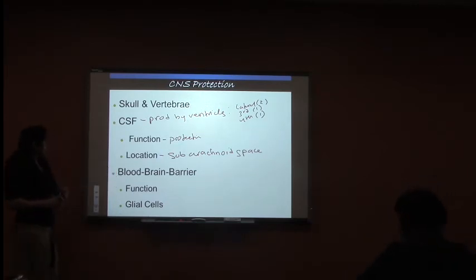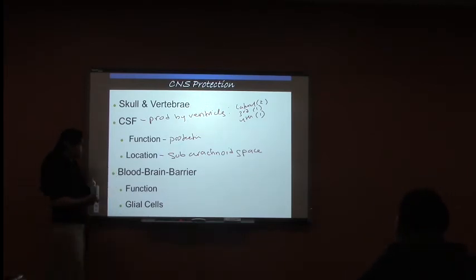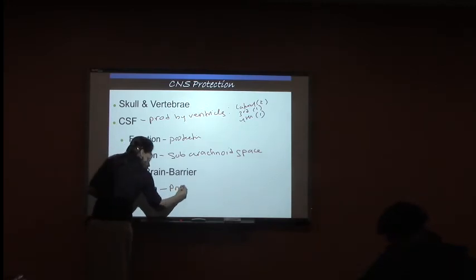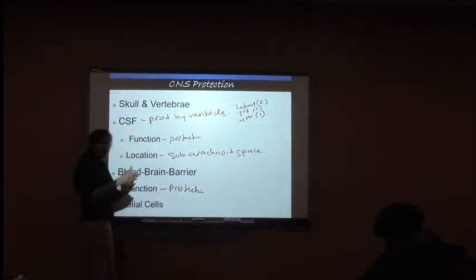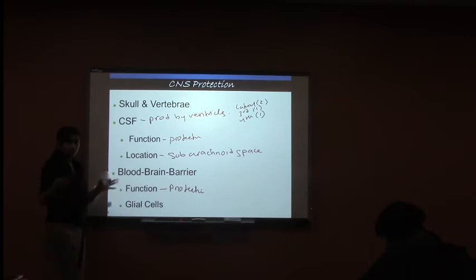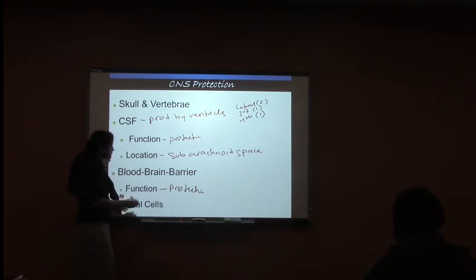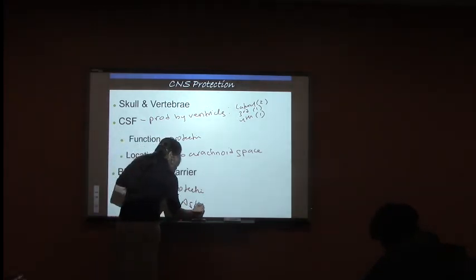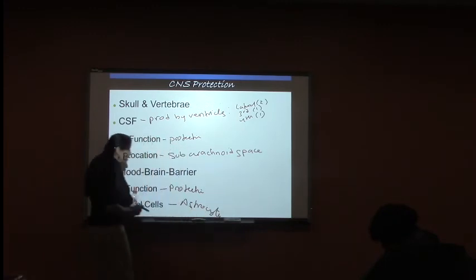The third one is the blood-brain barrier. We kind of already talked about that. What is the function? Protection, right? It forms a barrier between the brain, or the central nervous system, and the rest of the body. What glial cell forms the blood-brain barrier? Astrocyte.